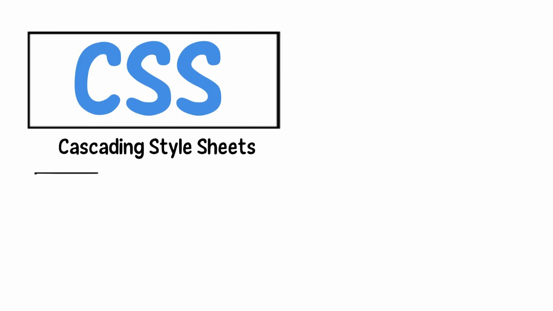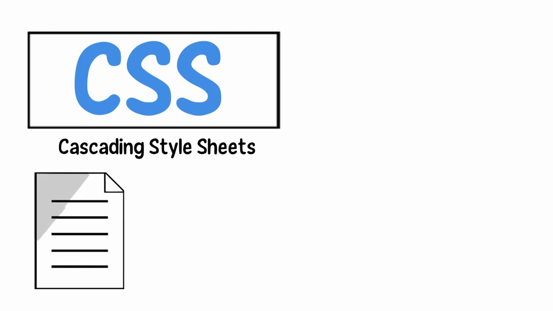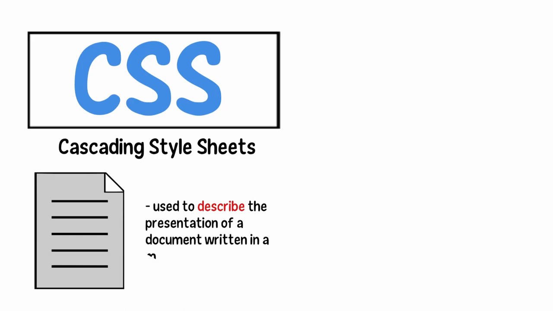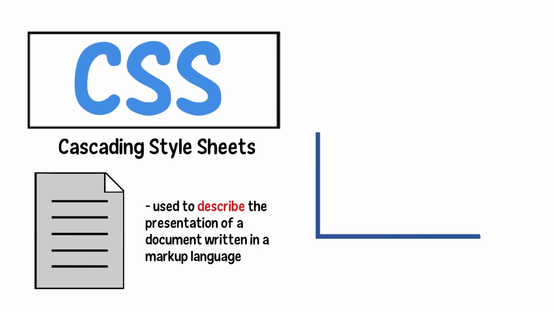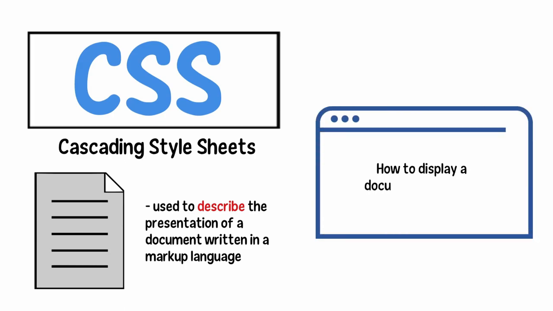What is cascading style sheets? CSS, or cascading style sheets, is a style sheet language used for describing the presentation of a document written in a markup language. A style sheet is a collection of rules that tells a web browser how to display a document written in HTML or XML.